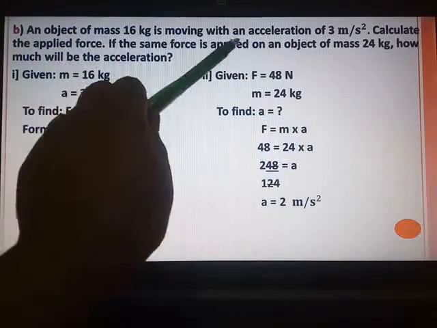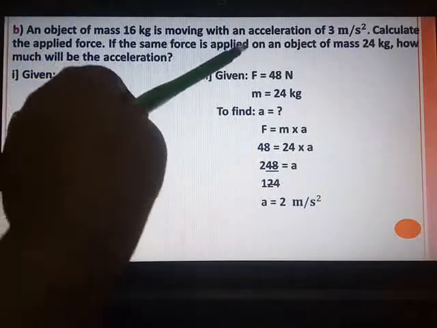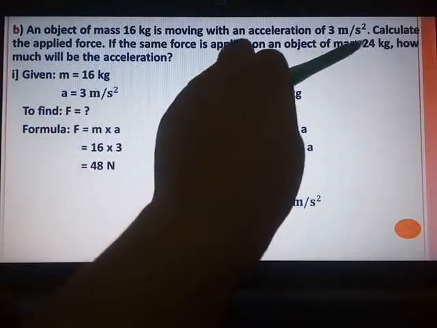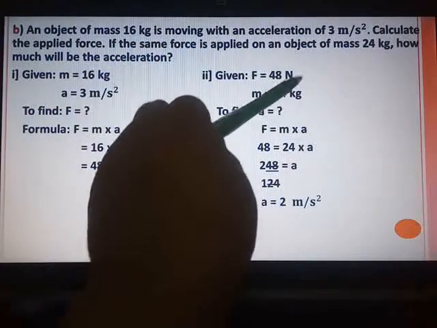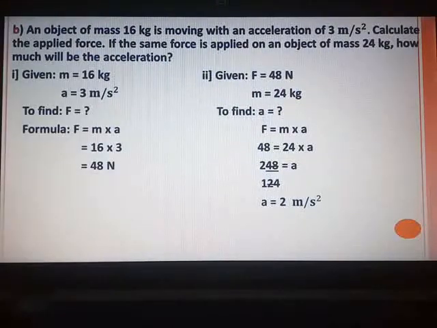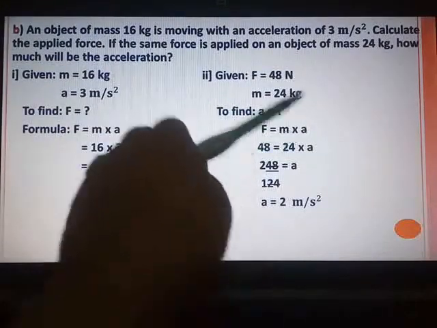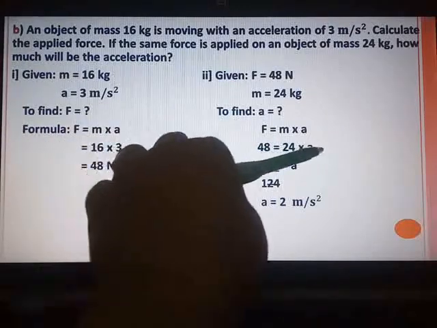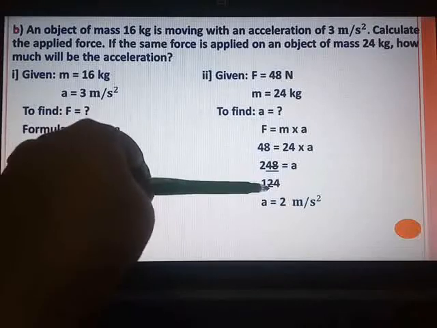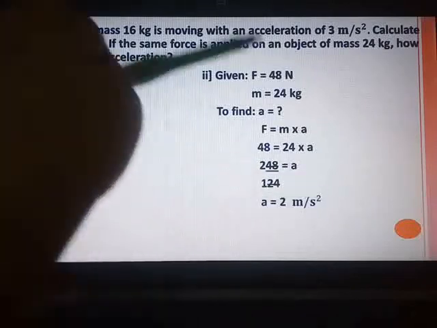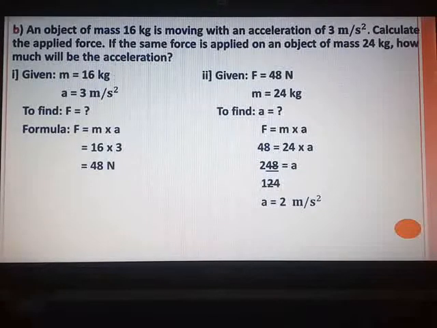Now if the same force is applied, means this force of 48 Newton is applied. So second case, force is 48 Newton on an object of mass 24 kg. So mass here is 24 kg. How much will be the acceleration? You have to find small a. Formula again the same, F is equal to m multiplied by a. Substitute the values, force is 48, mass is 24 multiplied by a. 48 divided by 24, so 24 2s are 48. a is 2, acceleration, so unit is meters per second square. Very simple sum, go through it.